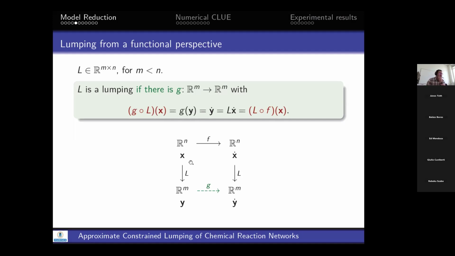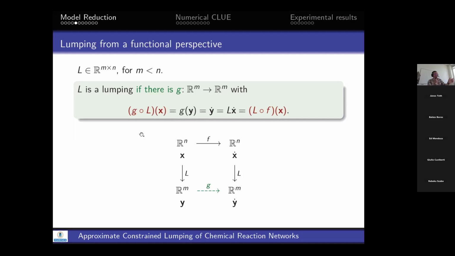So essentially, L will be a lumping if we can find a map, G, here, that makes all this diagram commutative. So you can do F and L or L and G, and you end up in the same place, right? This is the functional approach, and you can in fact define lumping more generically than just with a matrix, but with any functional L that allows you to complete the diagram. But we are not going to focus on that here.